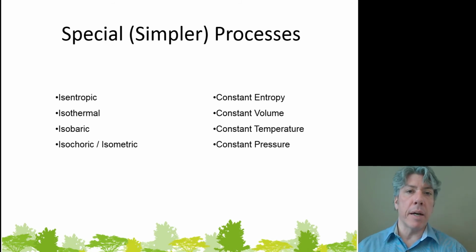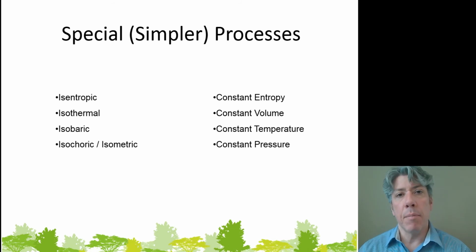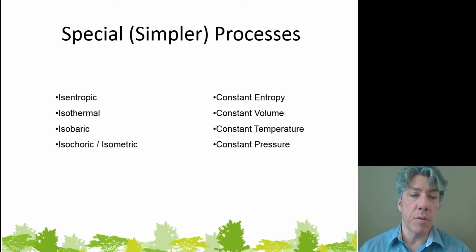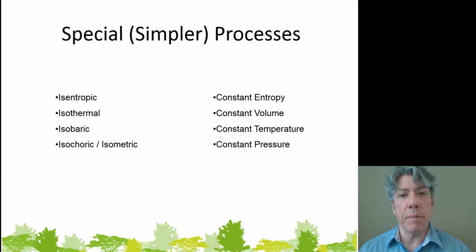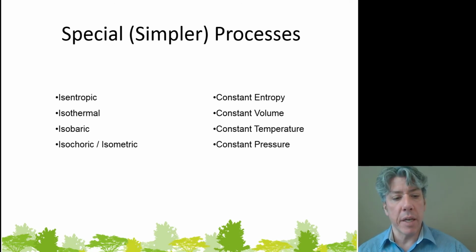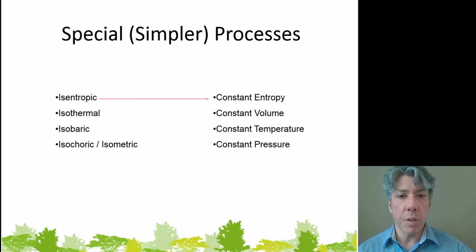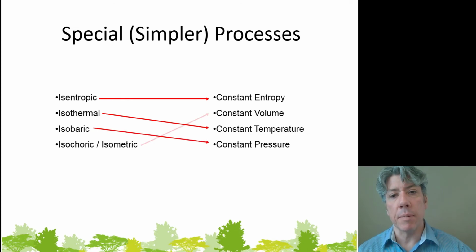Isobaric, well, bar is a unit of pressure that's probably not used as much anymore as it used to be, but it is a unit of pressure. So iso means constant, and baric, or isobaric process, would mean a constant pressure process. Isochoric or isometric means constant volume, and then isentropic is constant entropy. So you can see how these match if we played basically a matching game here. Okay? Now these are simpler processes where something is held constant as the system moves from one state to another.